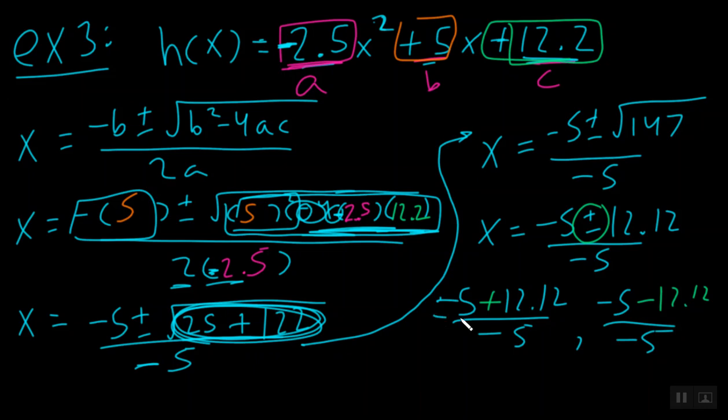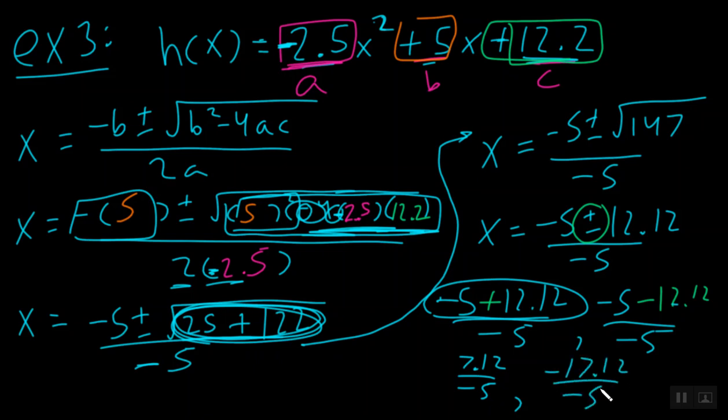Now from there, this should be pretty straightforward. Okay, so we're going to simplify the top here. Negative 5 plus 12.12 will give us 7.12. Oh, I'm sorry. Sorry guys, it's a little late. I apologize for these mistakes. It will give us 7.12 over negative 5, comma, and here, negative 5 minus 12.12 will give us negative 17.12, once again, over negative 5.